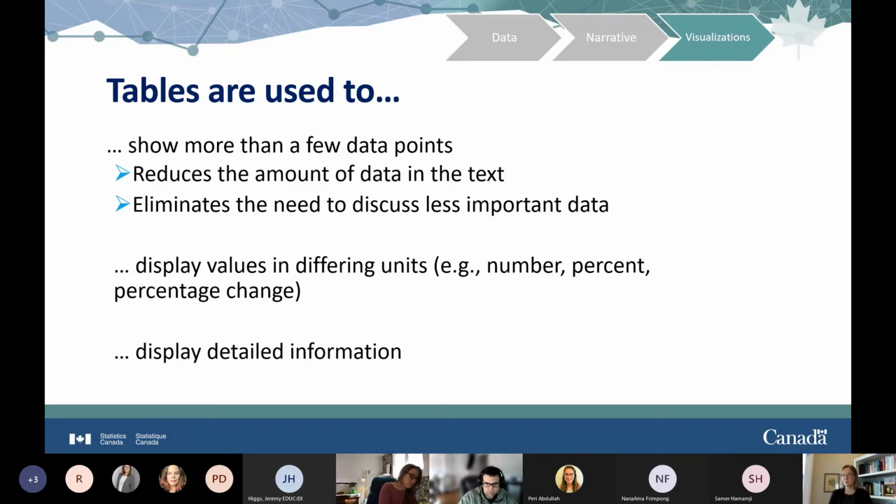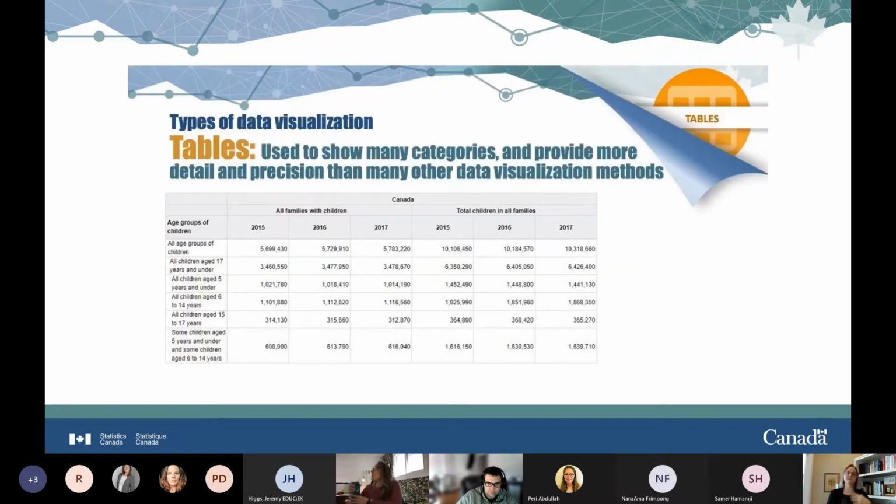Tables are crucial and important because they reduce the amount of data that you have to discuss in the text. You can refer to the table and not repeat every data point, because you know that the reader has the table for his or her consultation. Tables are used to display values in differing units. Tables are used to display detailed information, and that's pretty much obvious, right? But a data table is never a good standalone visualization.